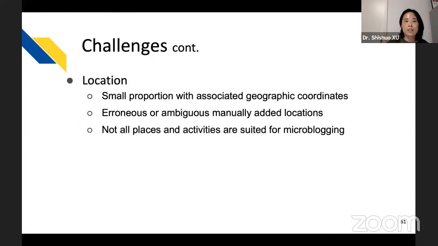Another one is about the location. Due to privacy concerns, some people don't turn on their GPS, so only a small percentage of the geosocial media data are geotagged. Most of them do not always have coordinates or place names. And some people may manually label the locations, but then there may be an accuracy problem. And due to the characteristics of events and places, some of them may not be suitable for microblogging.